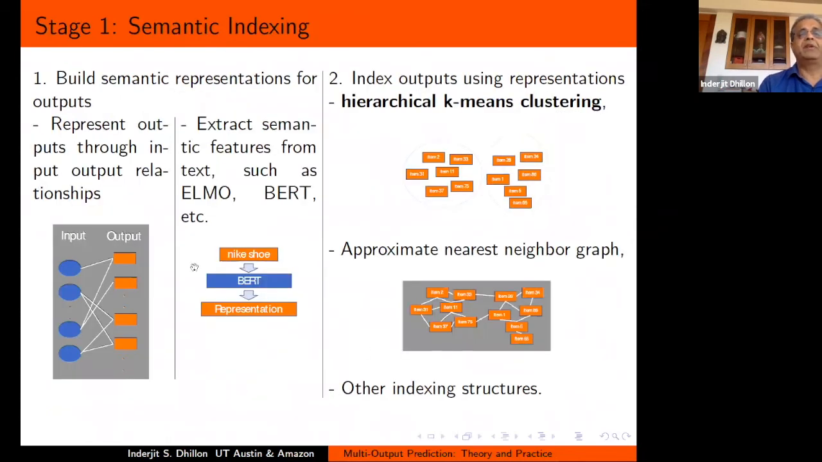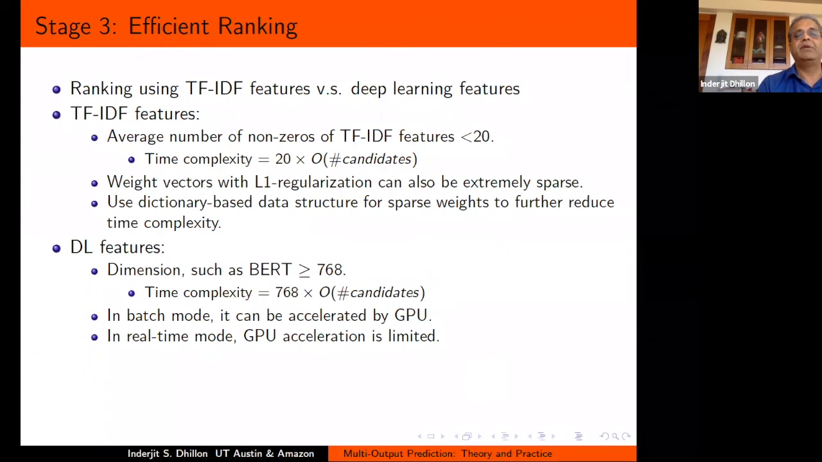So for semantic indexing, I've already mentioned it, we can either use hierarchical k-means clustering. I'll show you some results; those are based on this hierarchical k-means clustering. Or we can use some other indexing data structures such as an approximate k-nearest neighbor graph. And then for ranking, we can either use TF-IDF features, or we can use deep learned features in the case when the inputs and/or outputs have text features associated with them.